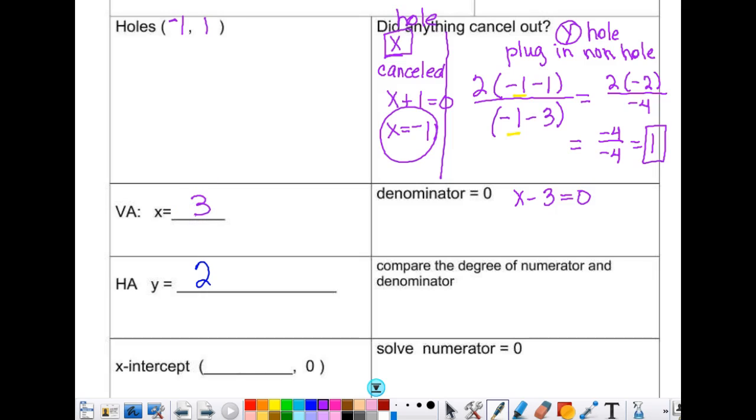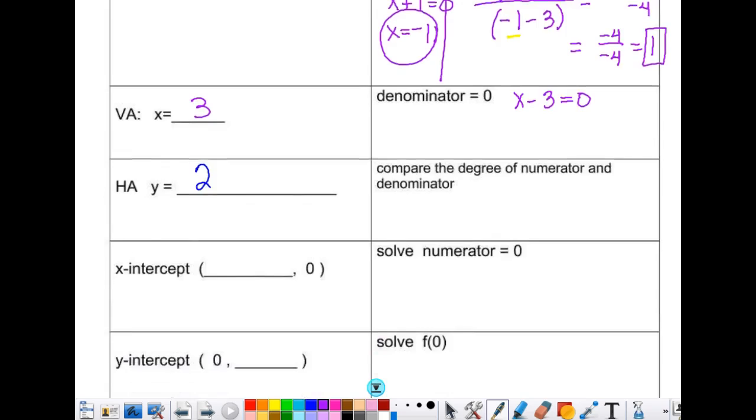So now over here on my little sketch, no, because the 2 in the front was in the numerator. In a minute, though, we will, when we do the x-intercept. So there's my vertical asymptote at 3. We've already done the horizontal asymptote.